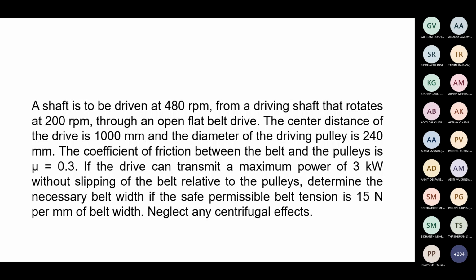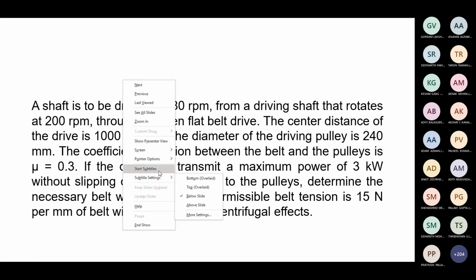Determine the necessary belt width if the safe permissible tension is 15 Newton per mm of belt width. Neglect any centrifugal effects. So what is the equation that you're supposed to use here? One extra equation, I'll write that down.